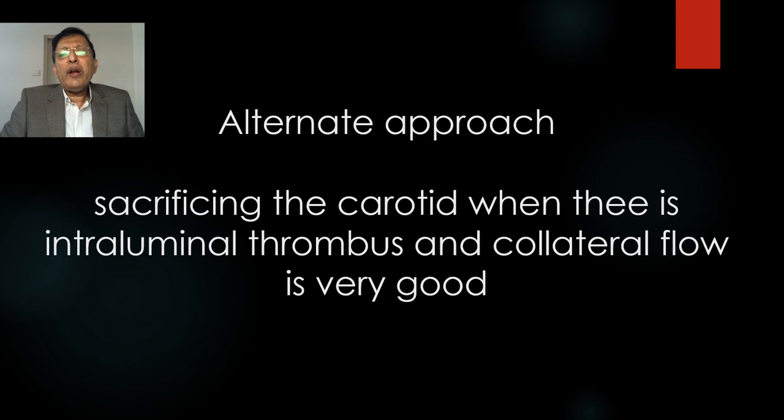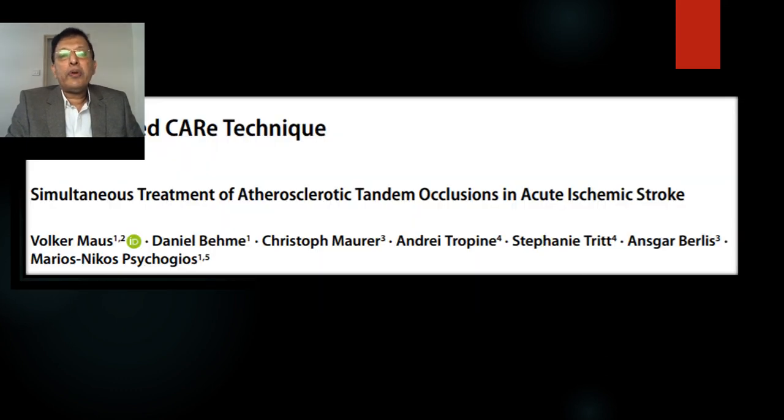Now, what are the alternate approaches available? Say there is a good circle of Willis and there is a huge thrombus, and you think that dislodging the thrombus and the thrombus going up into the middle cerebral artery territory might be more damaging, the collateral flow is pretty good, and the patient's neurological deficits are not that bad. Then you can sacrifice the carotid when there is a large intraluminal thrombus and the collateral flow is very good.